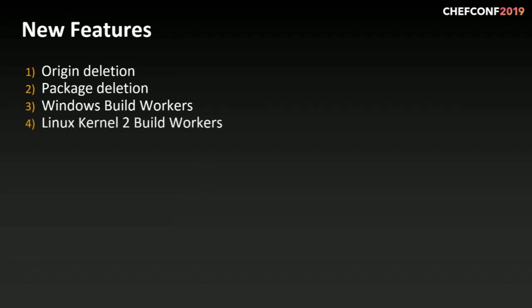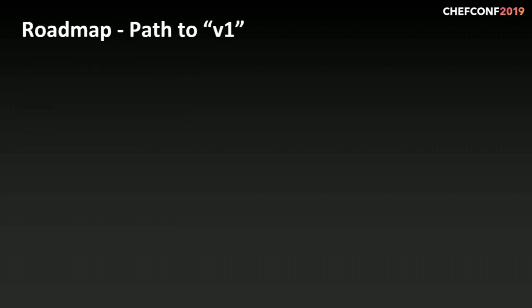And then Linux 2 build workers, if you have an older kernel, not a lot of people are impacted by this, but we do provide that capability. And then I mentioned the Graph API already. So those are things that have recently come in. OK, this is the last slide, and then questions.